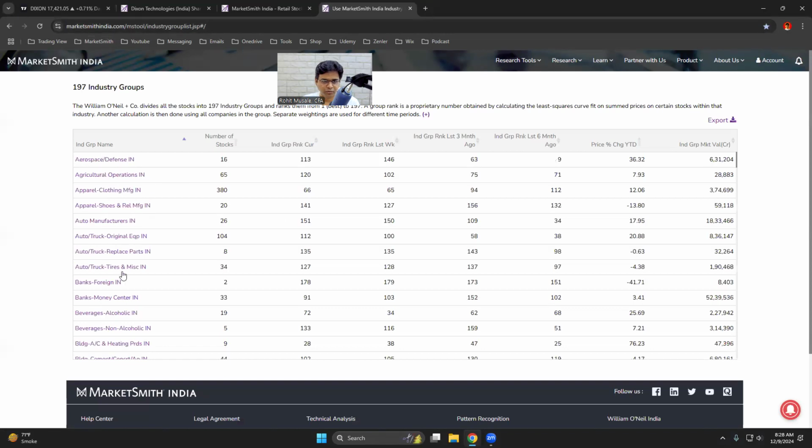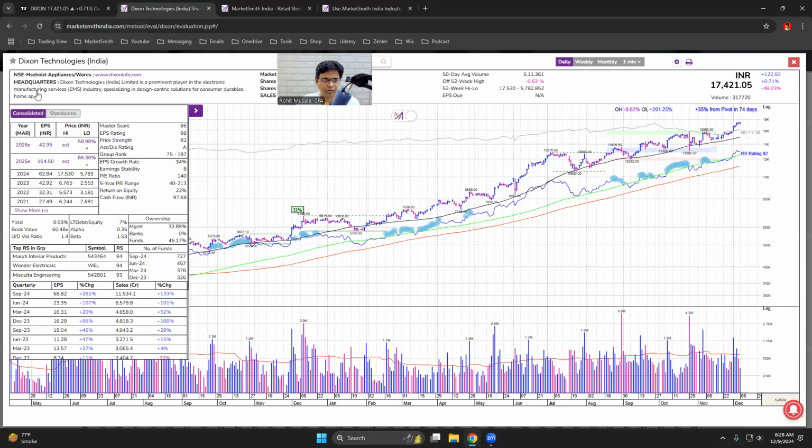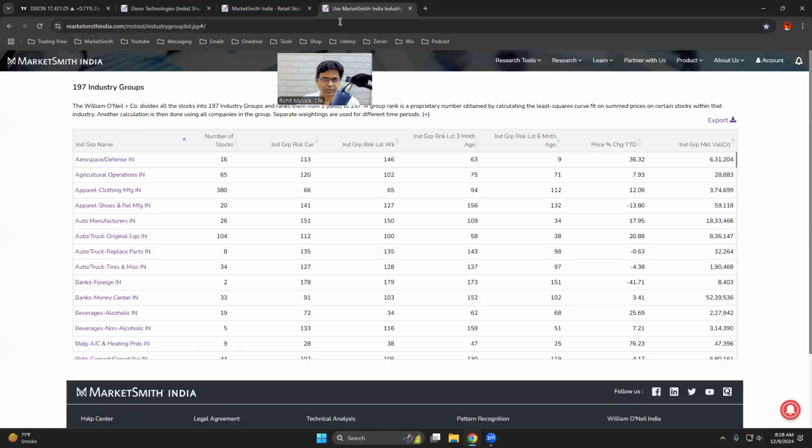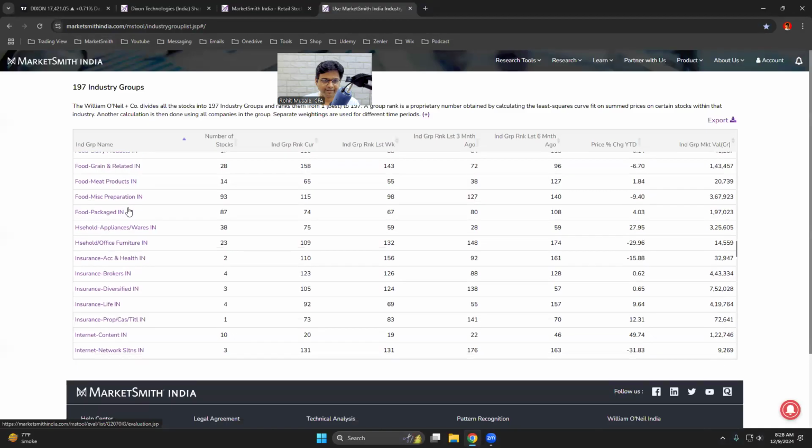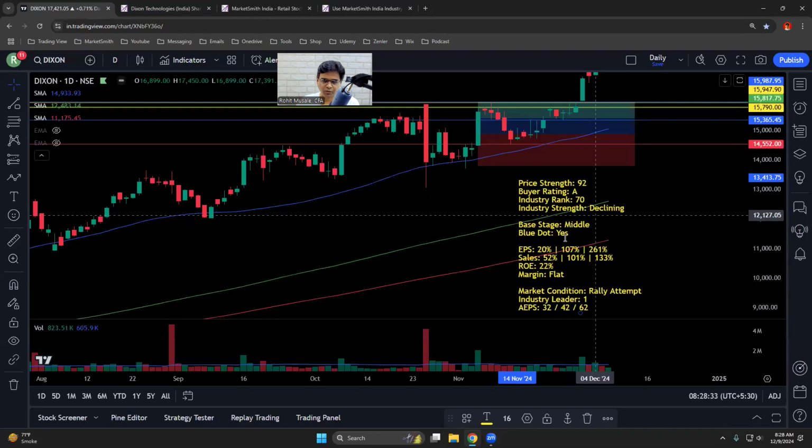You have industry groups here. So you see household appliances. You scroll down, you go to household appliances. Here, see, 6 months ago it was 59 rank, now it is 75. So it is worsened. The industry strength has declined. The rank has increased. That's where you can check. So these four numbers, you know how to check.